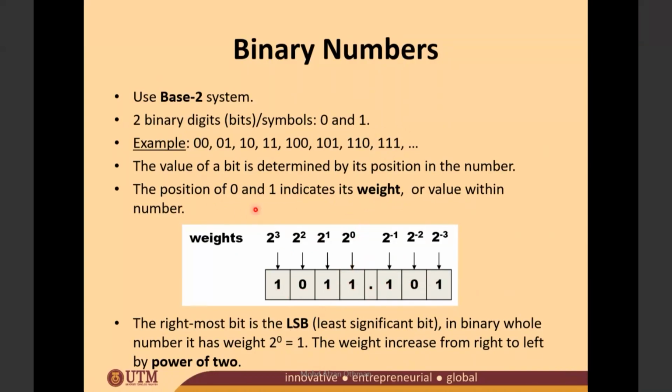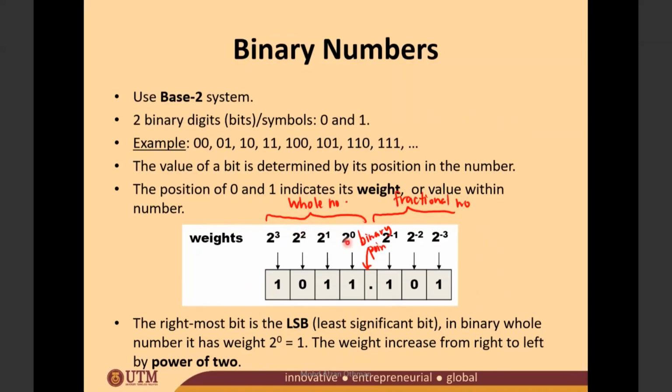1011.101. Okay, so kita tahu yang belah kiri ni, this is the whole number. Okay, so this is a nombor bulat. Yang ni whole number, nombor bulat. Okay, and then after this binary point, so this is a binary point lah. Okay, so this is a fractional number. Okay, which is nombor perpuluhan.